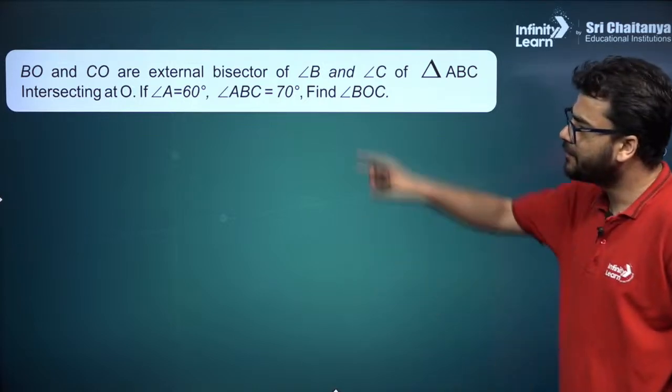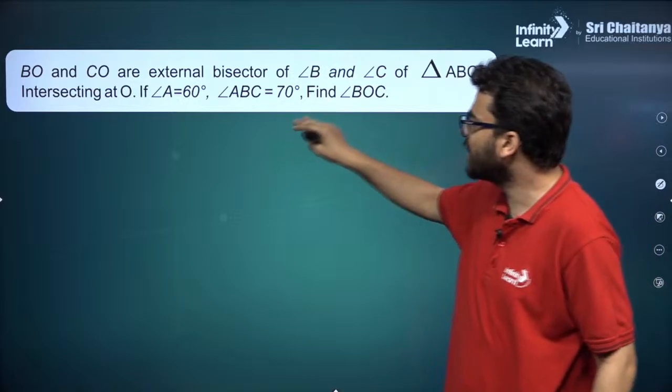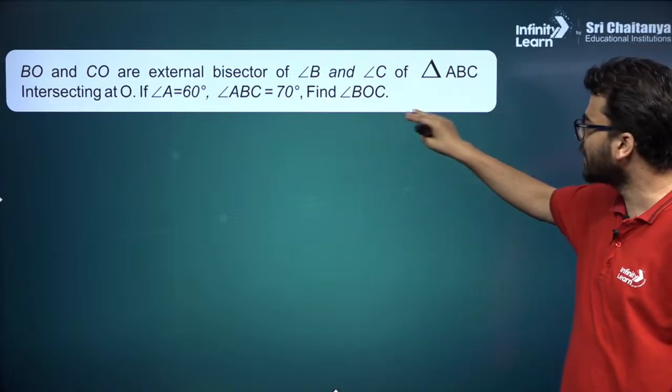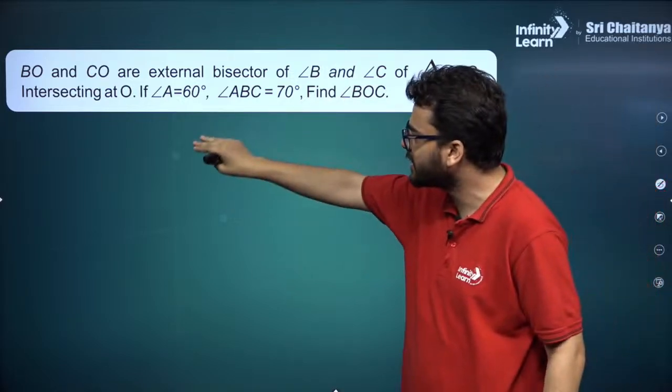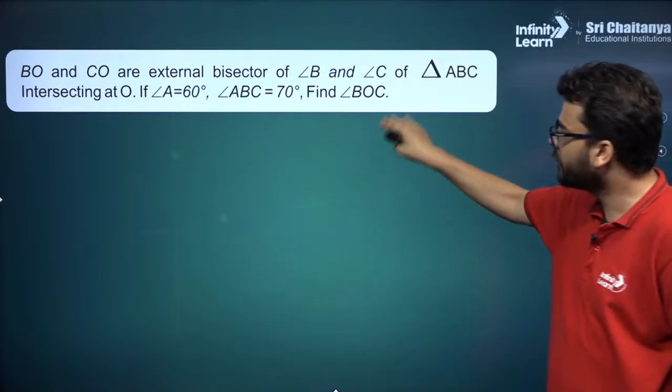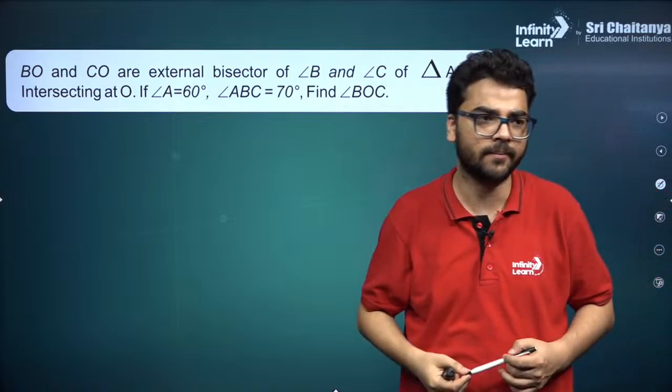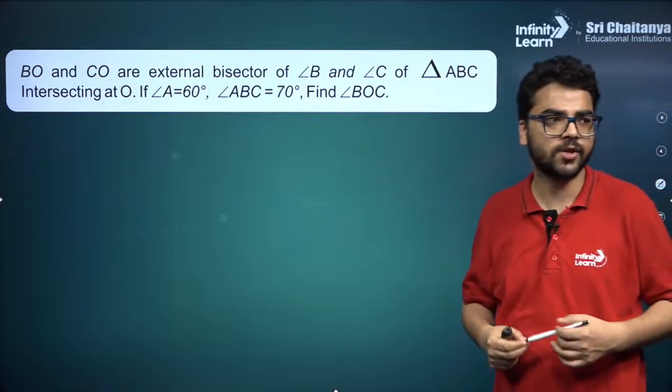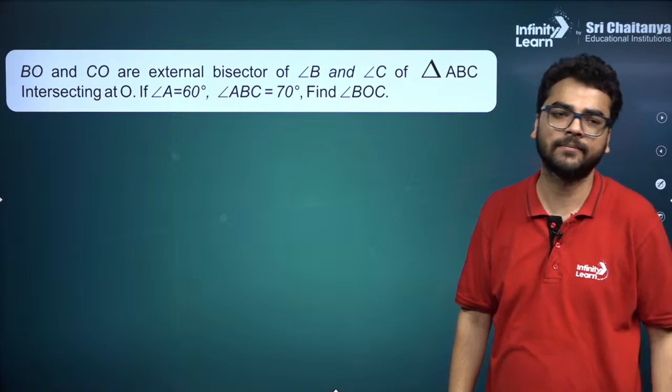So it is given that BO and CO are external bisectors of angle B and angle C of triangle ABC intersecting at O. If angle A is this, ABC is this, then you have to find the angle BOC over here. Can you try doing this question and let me know the answer over here, guys?